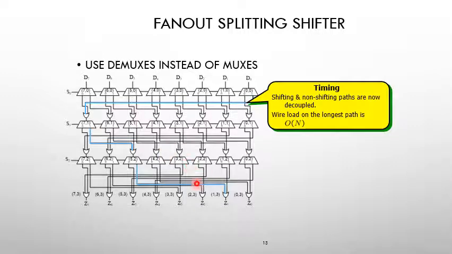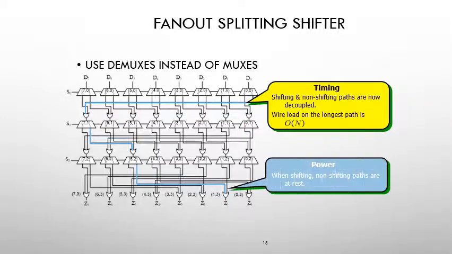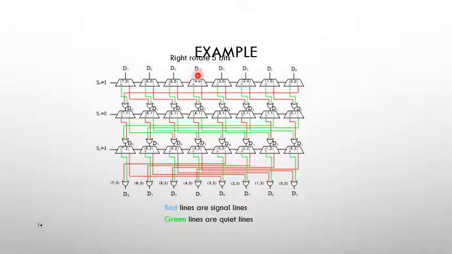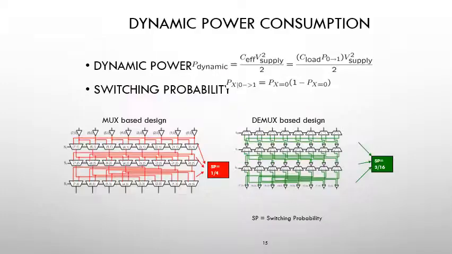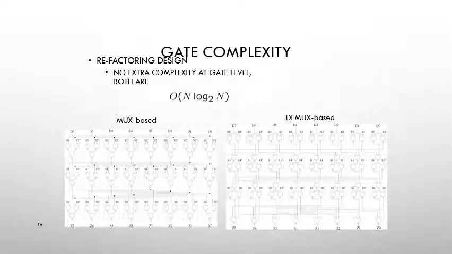This is the splitting dial which is capable of accessing one data. Timing here: n is the longest path, and then the shortest path is the shifting path, with non-shifting paths as well. Red lines are signal lines and green lines are the quiet lines. Red is the only active line of that signal. Here we are passing the signals one after another. These are the quiet lines. Then we consider the dynamic power consumption also. Then gate complexity is also followed, O(n log 2 n).